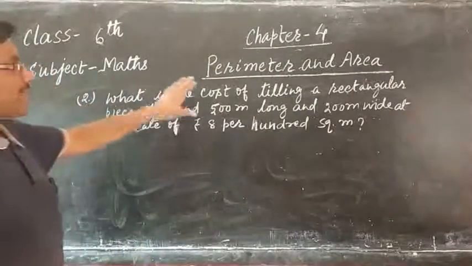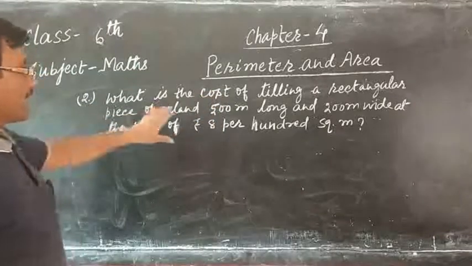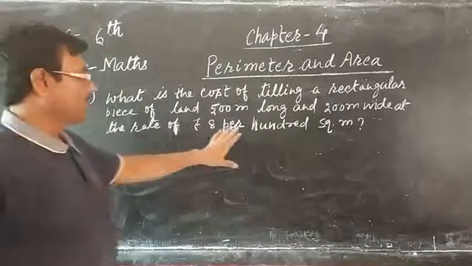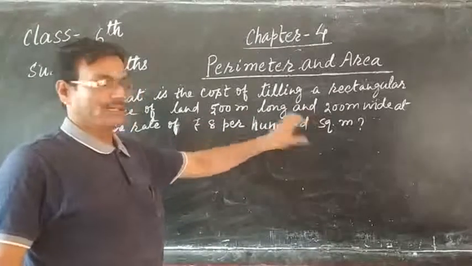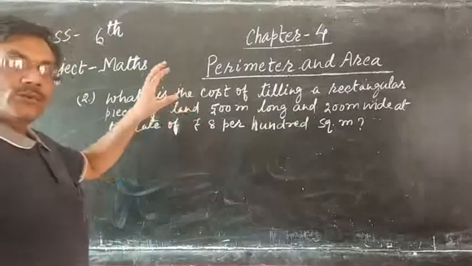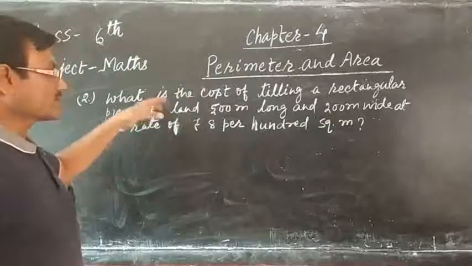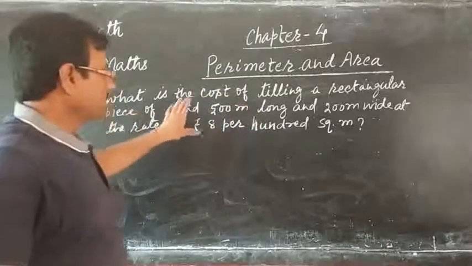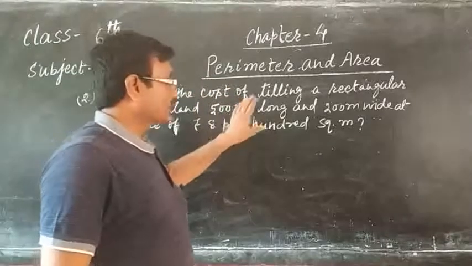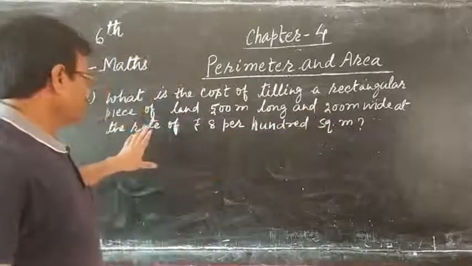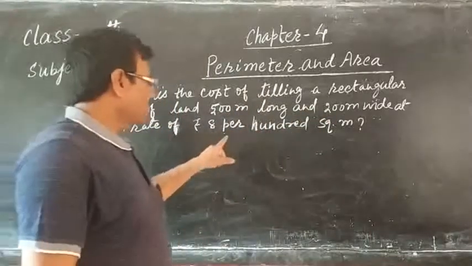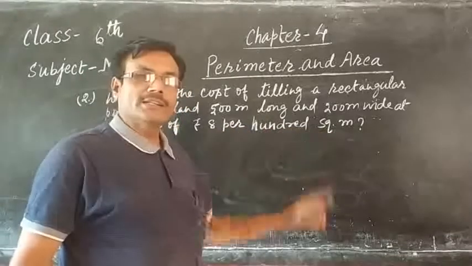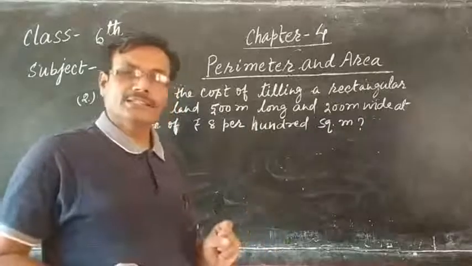Now we see the second question. What is the cost of tiling a rectangular piece of land 500 meter long and 200 meter wide at the rate of ₹8 per 100 square meter? Students, what is the question saying? The question says there is a rectangular land whose length is 500 meters and breadth is 200 meters, so what is the cost of tiling it at the rate of 8 rupees per 100 square meters?